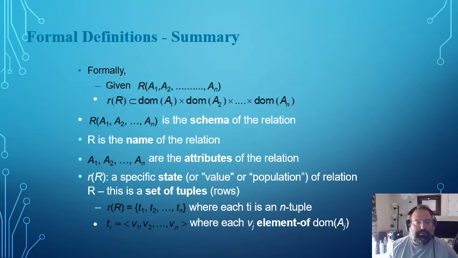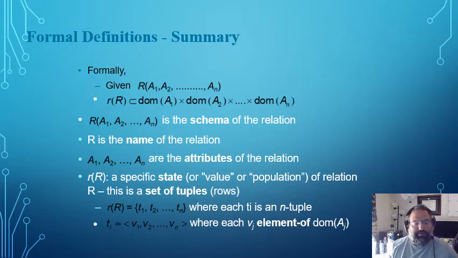Formal definitions, a summary. Formally, given a relation made up of attributes A1 to An, the relation R is a subset of the domain of A1 cross product with the domain of A2, and so on. R(A1 through An) is the schema of the relation. R is the name of the relation. A1 through An are the attributes of the relation. Big R, the lowercase r, is a specific state or value or population or potential instance of a relation.